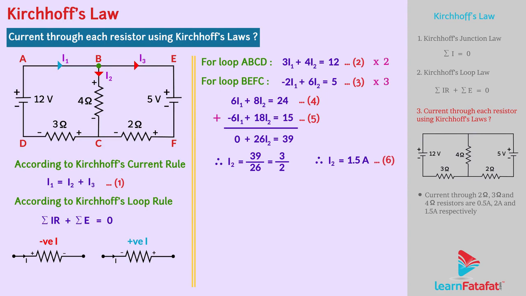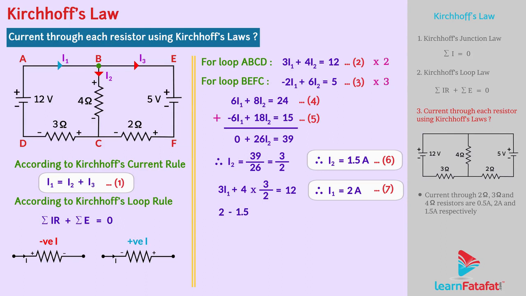Putting this value in equation 2, we get 3I1 plus 4 into 3 by 2 equals 12. Solving this equation, we get I1 equals 2 A. Using 6, 7 and 1, we get 2 minus 1.5 equals I3. Therefore, I3 equals 0.5 ampere.